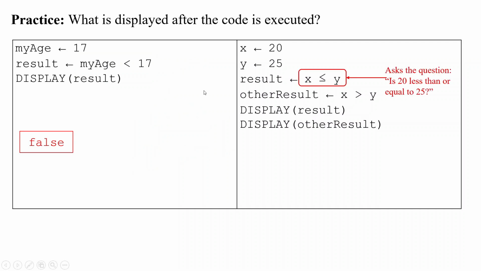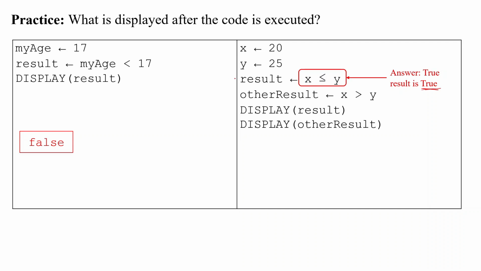Okay. Here's another one. X is 20, Y is 25. And then I ask the question, is X less than or equal to Y? So in other words, is 20 less than or equal to 25. Okay, so that question, is that true or is that false? The answer is true. So that means result is going to be true.